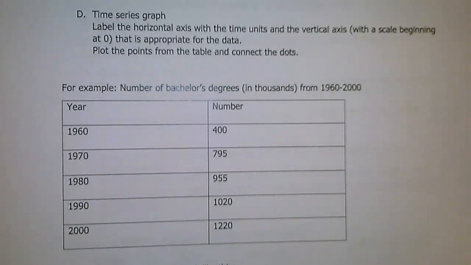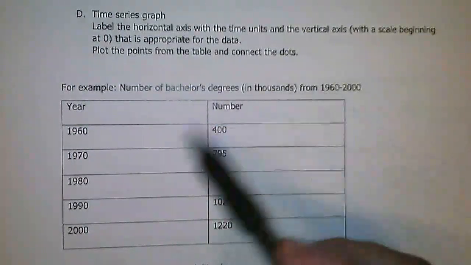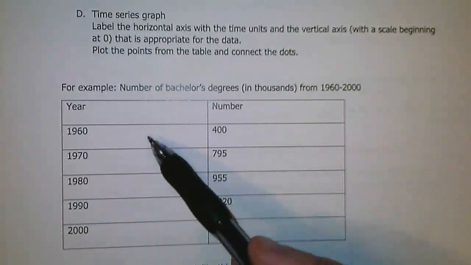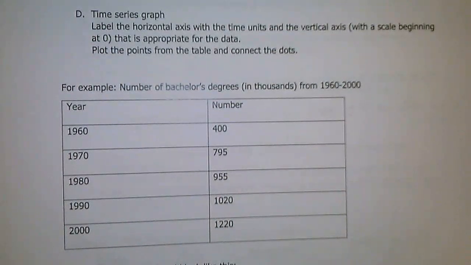So a time series graph, we label the horizontal axis with time units and the vertical axis with a scale beginning at 0, or label the axes in a way that is appropriate for the data. Plot the points from the table and connect the dots. So we have the number of bachelor's degrees in thousands issued from these 10-year spans from the 60s to the 2000s, with the number of degrees going up each time.